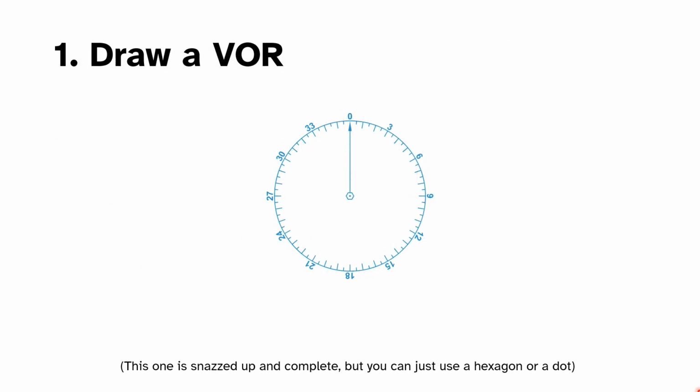So up first, you draw your VOR. You can just do a dot or a hexagon. You don't even need the little compass rose. Frankly, you can just keep it as one dot, and you can just kind of estimate which way it's going. For what I'm looking for in a lot of these, I'm just looking for you to give me an idea of where you're going to be.